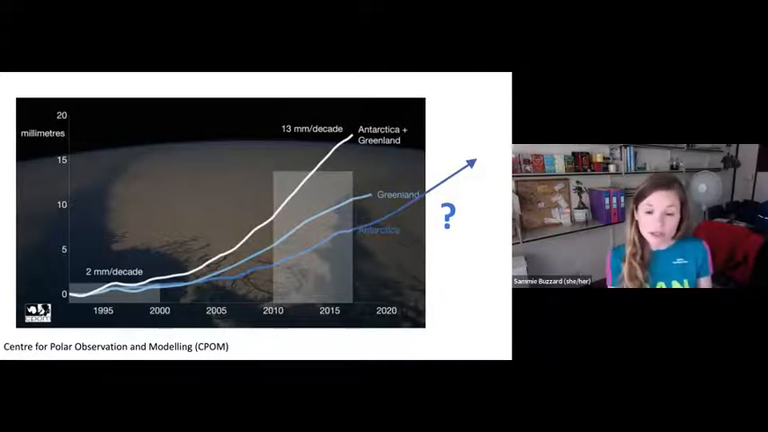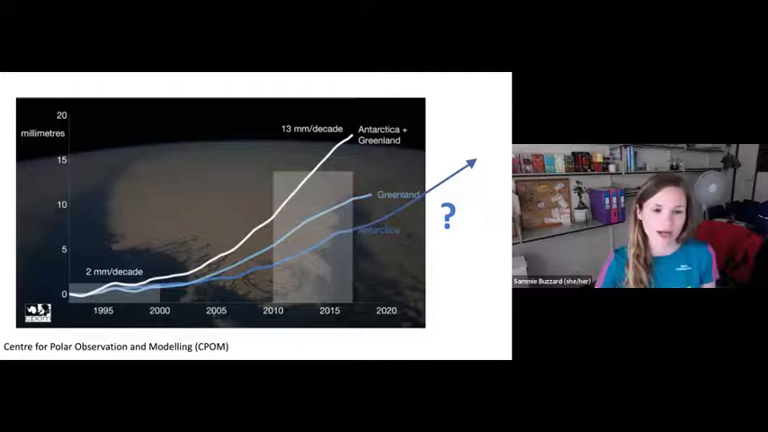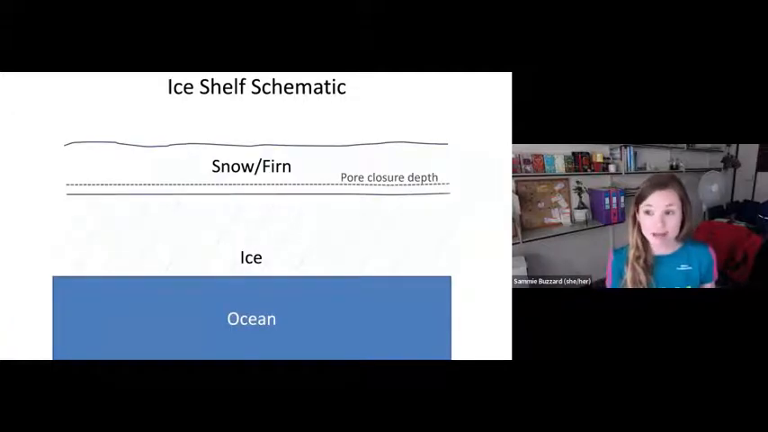Are we going to see more losses like we did with Larsen B? And is that going to lead to the kind of sea level rise contribution going right up? But I'm actually a mathematician by background, so I showed you a nice satellite image of Larsen B, but when I think about ice shelves, I think about them more like this.